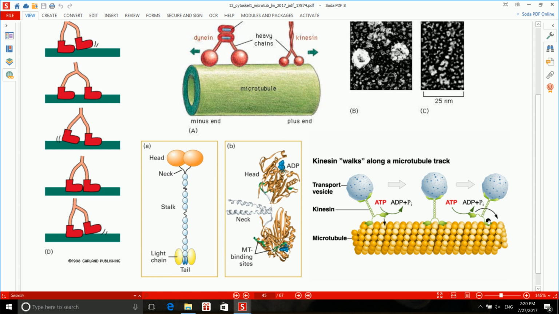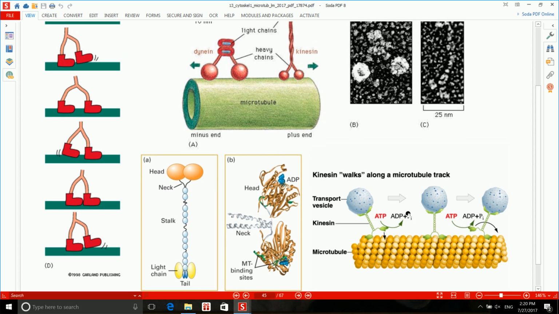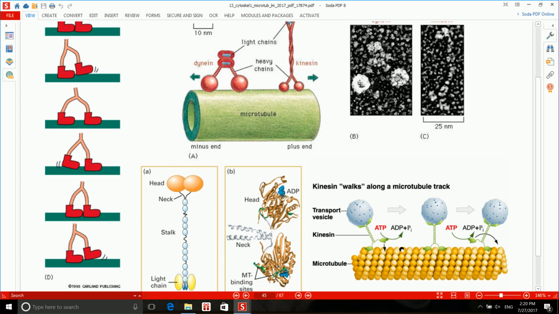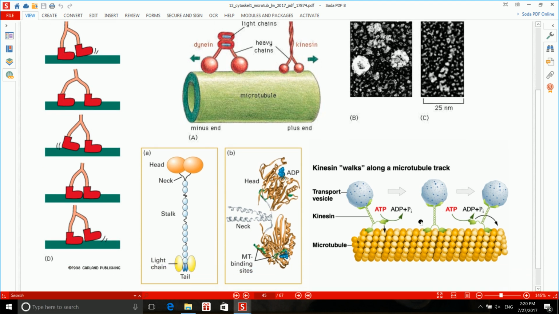And this moving is due to phosphorylation and dephosphorylation of these heavy chains or legs of kinesin or dyneins. And this process itself is a bit complex because it is the phosphorylation of one leg which causes detachment of the other leg, and the opposite way around.